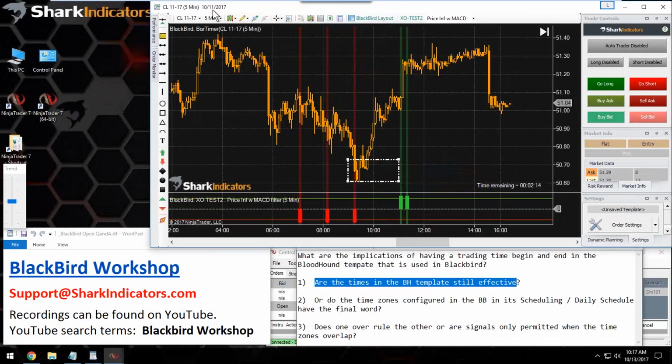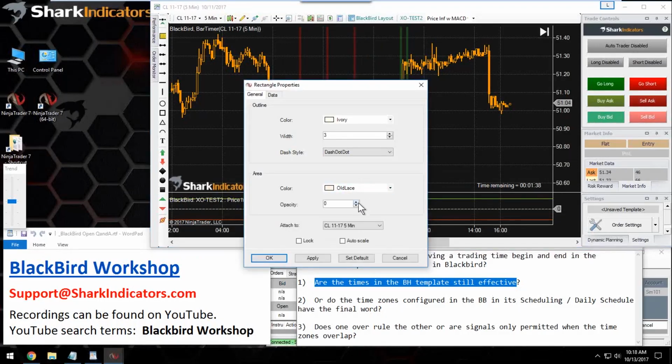So let's see. This is Wednesday. So there's that 2-hour window in Blackbird, and we can see we do have one BloodHound signal in there. So Blackbird did not affect BloodHound, the BloodHound signal still shows up. It's just that Blackbird will ignore that signal. It won't trade it because we blocked out this time. All right.